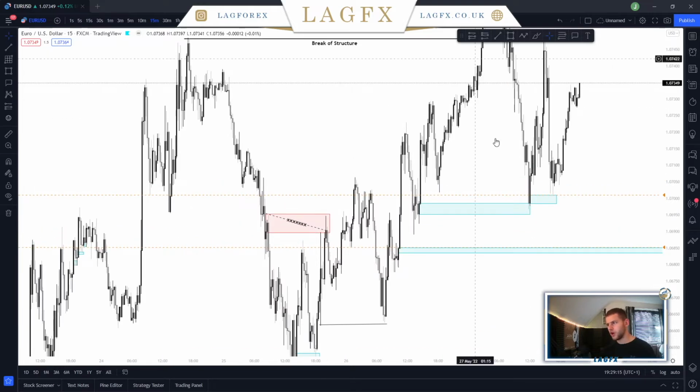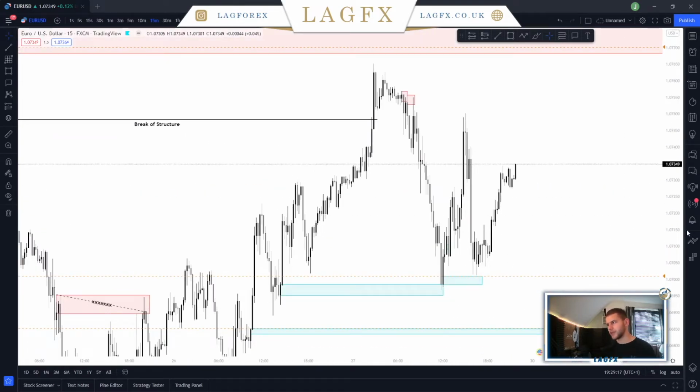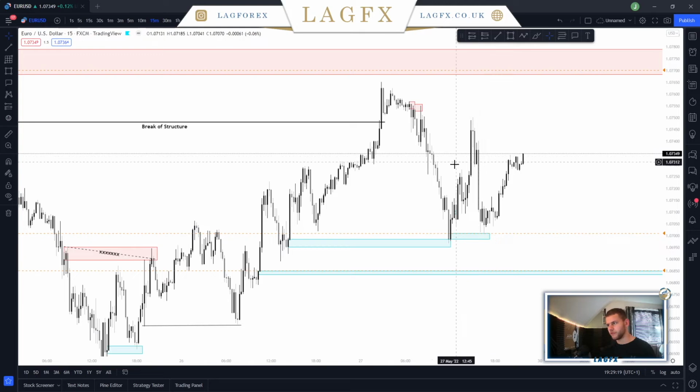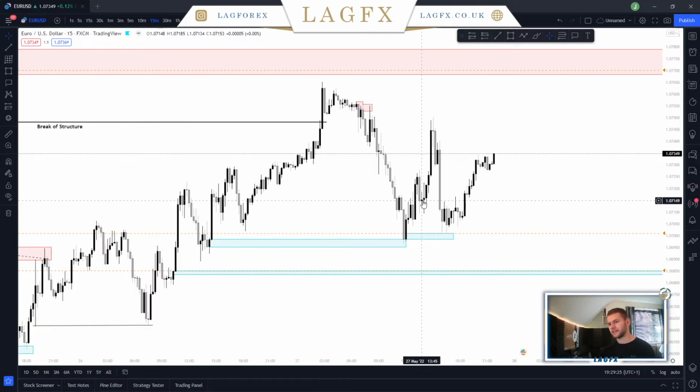Regardless, this was some positions I was looking at and sending through the VIP chat, looking for buys along this area. So if anybody did manage to get involved in any buy position on this market from that analysis, well done. But moving forward, hopefully you've picked up my bias.